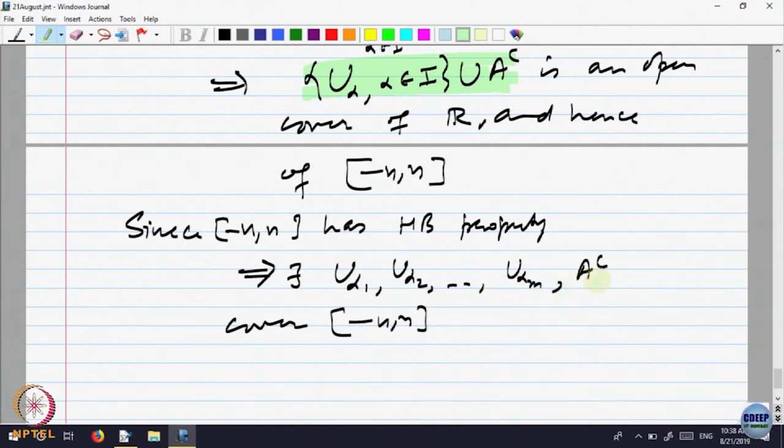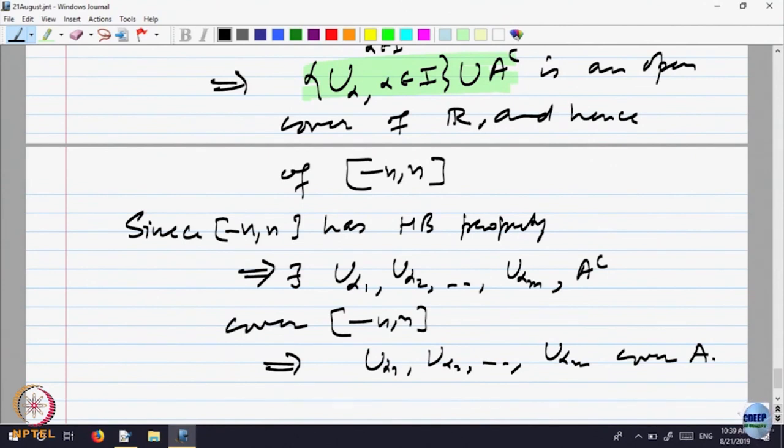So that is what we have written. Now, if I delete A complement from this, what will that cover? This covers minus n to n, and A is a subset of it. So, that implies the remaining ones should cover A, because A complement is only covering the complement of A. So, U_alpha 1, U_alpha 2, up to U_alpha m cover A, right? So, that proves that given a covering of A, we have got a finite subcover. So, the idea is boundedness puts it inside an interval, and closedness gives me a covering of the complement. Put together, I get a covering.